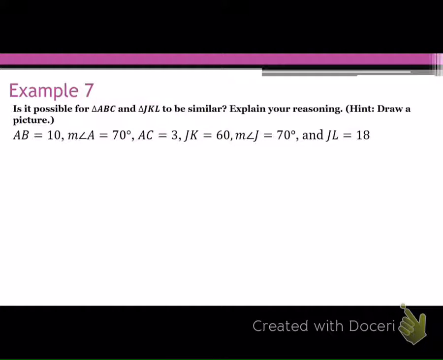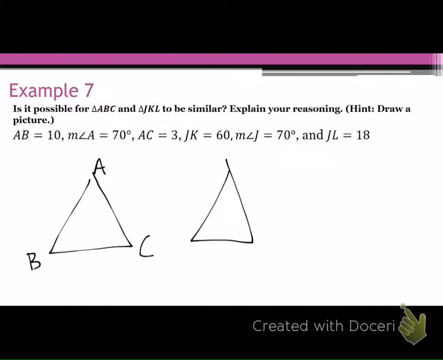Is it possible for triangle ABC and JKL to be similar? Explain your reasoning. So, I'm going to draw. We'll do it afterwards. I'll finish that one with you. Don't worry. And then just label them.